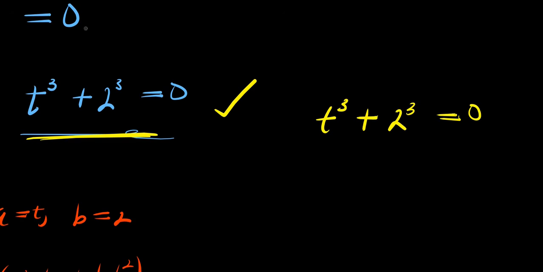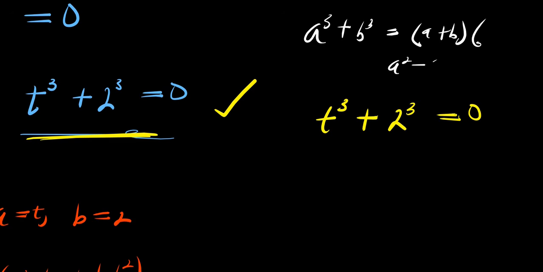Now, for us to solve this, we are going to expand using this identity. If you have a power 3 plus b power 3, this is a plus b times a squared minus ab plus b power 2. And my a is t and b is 2. So let's insert it right here.